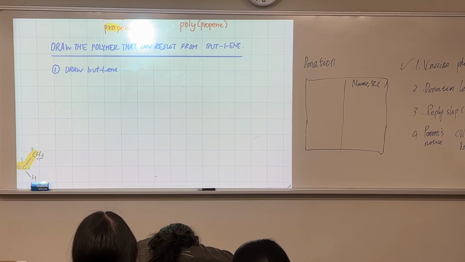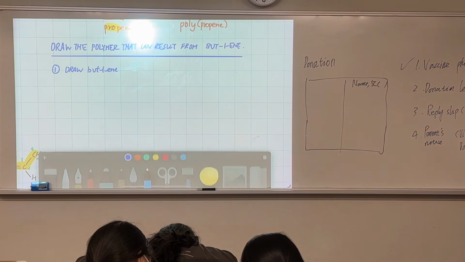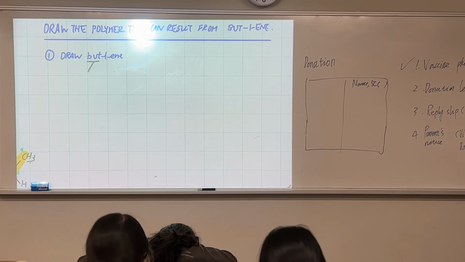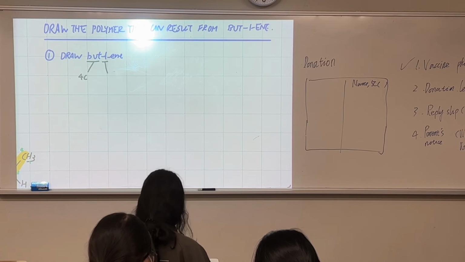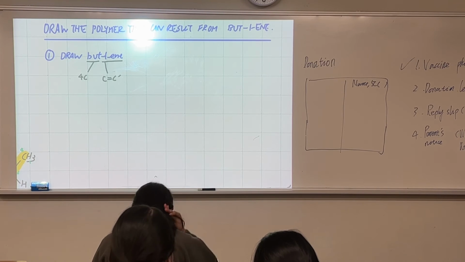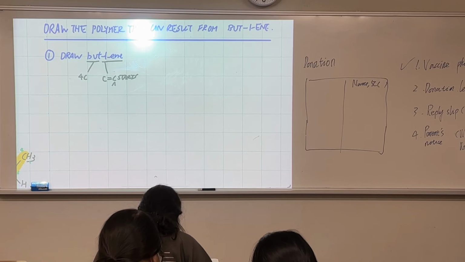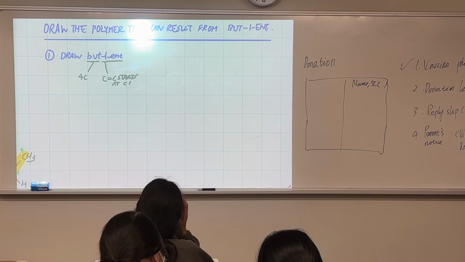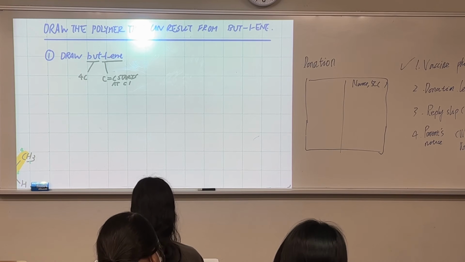So complete task 1 first. Draw but-1-ene. For those of you who have forgotten what these things mean, but means 4 carbons in the main chain. 1-ene means the C double bond starts at carbon number 1. So with that being said, what is the structure like?